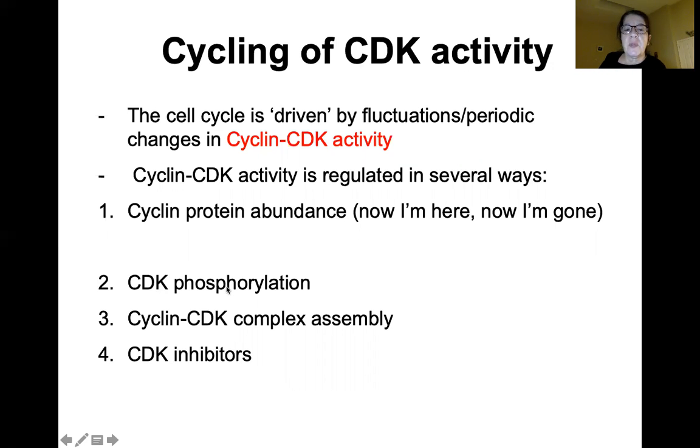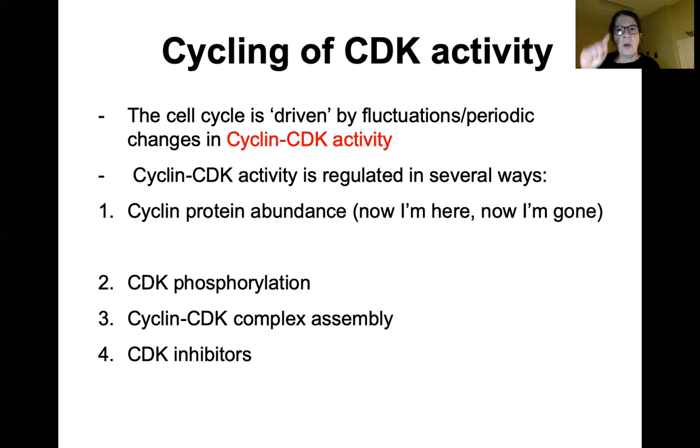CDKs can be phosphorylated. The cyclin CDK complex, the two proteins can either bind or not bind. So one can control whether they bind. And there are also inhibitors that can inhibit the enzymes. So there are multiple ways to control CDK activity, but the important thing to remember is the CDK activity is periodic. So it is low, then it's high, then it's low again.